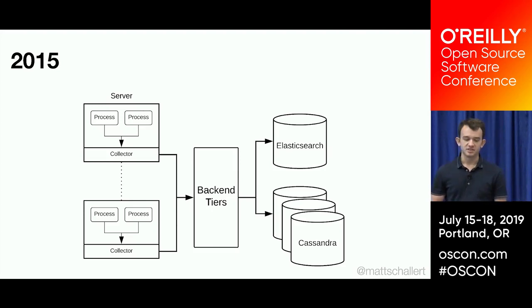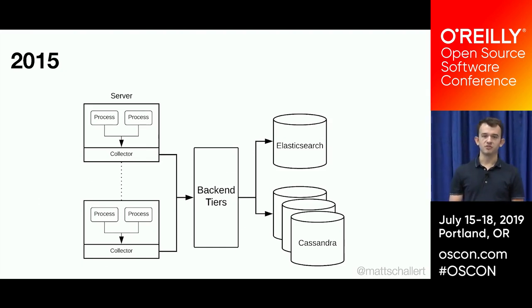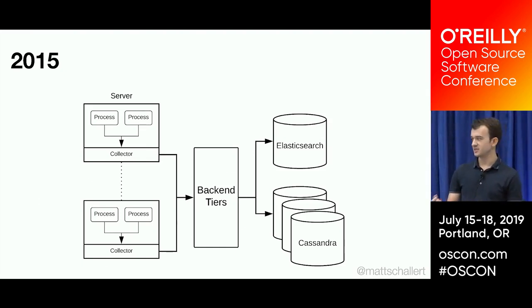Back in 2015, this is what Uber's metric stack looked like. So there were servers in our data centers. These servers ran processes. These processes emitted metrics to a local metrics daemon that would take care of flushing metrics through the system. And eventually raw time series data was stored in Cassandra, and metrics were indexed in Elasticsearch to allow for things like path-based or tag-based queries.